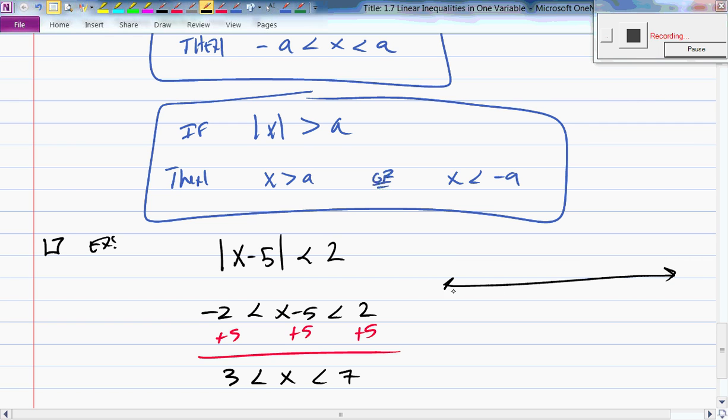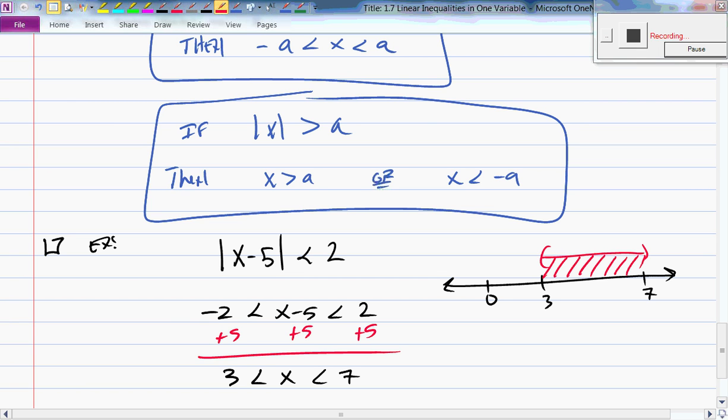Okay, let's explore this here. Here's my number line. Here's 0, here's 3, here's 7. Where does my solution set lie? Between 3 and 7. So do I use parentheses right here? Okay, so any number in there will deliver a true statement for my absolute value inequality. What number will not deliver a true statement for my absolute value inequality? 2, yeah, absolutely.